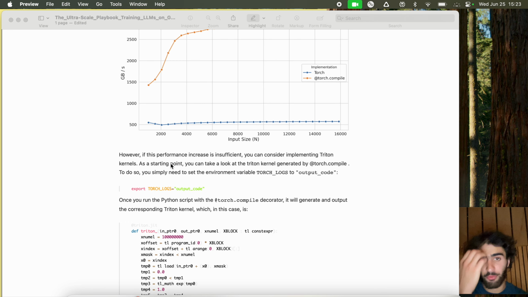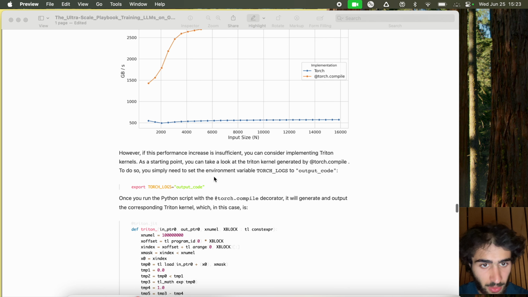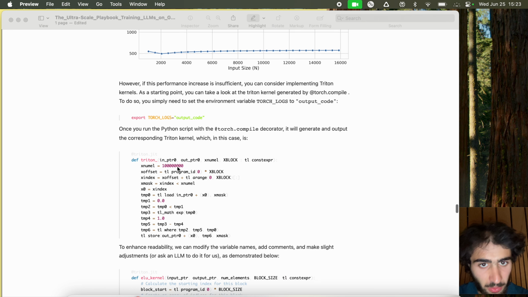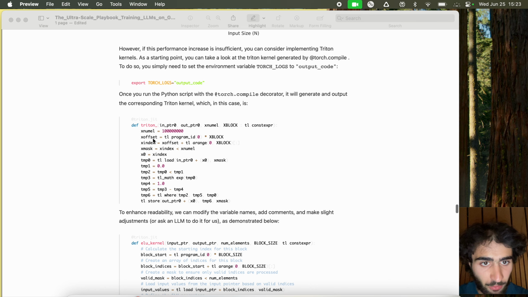However, if this performance increase is insufficient, you can consider implementing Triton kernels themselves. This is like one level above implementing a CUDA kernel. And as a starting point, you can actually see the Triton kernel generated by torch compile. To do so, you just need to set the environment variable TORCH_LOGS to output_code. And once you run the script with the torch.compile decorator, it generates and outputs the corresponding Triton kernel, which is in this case the following function.